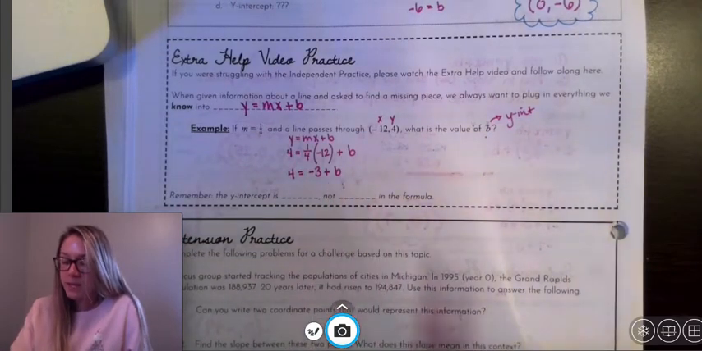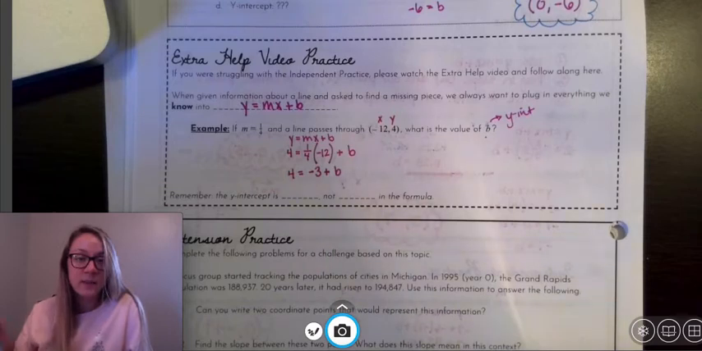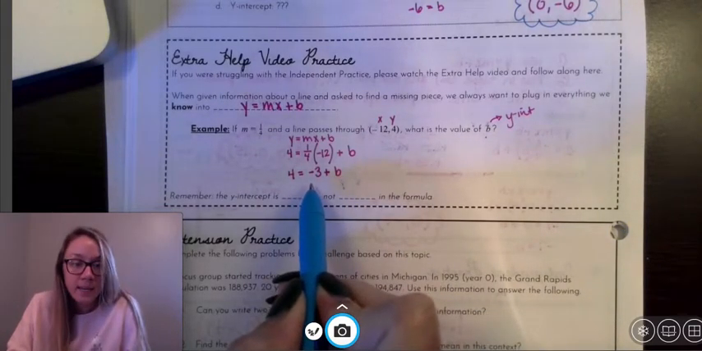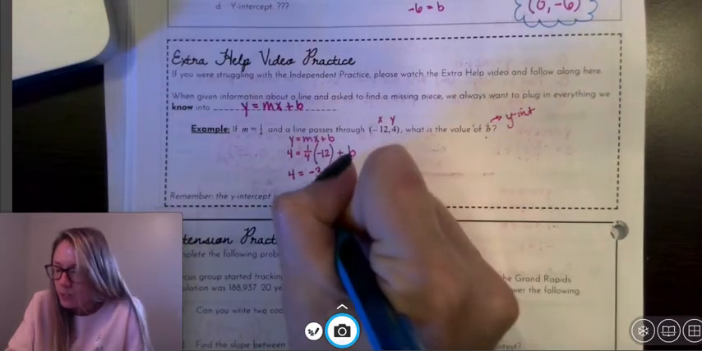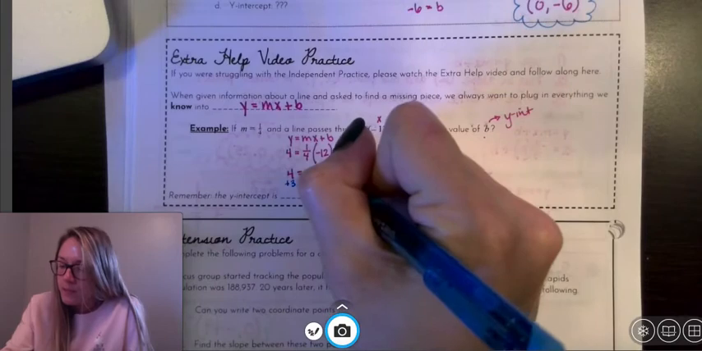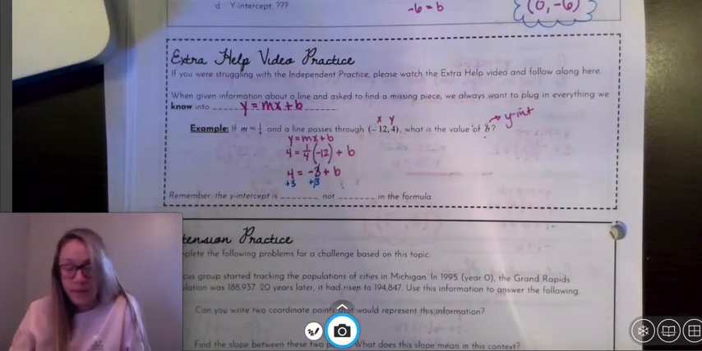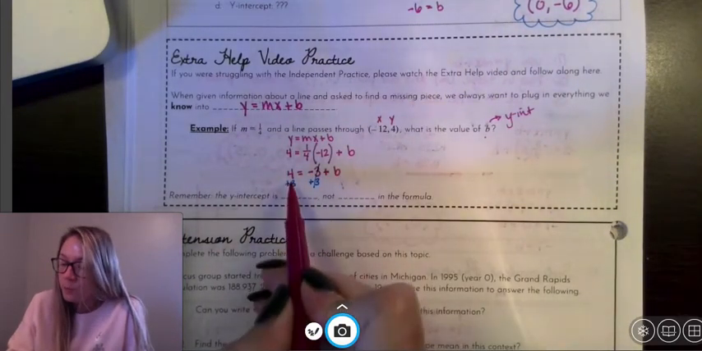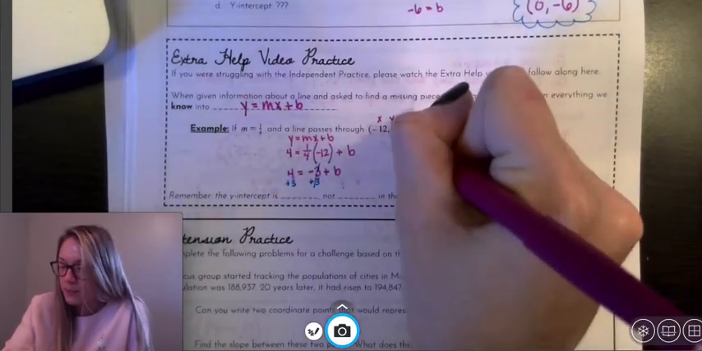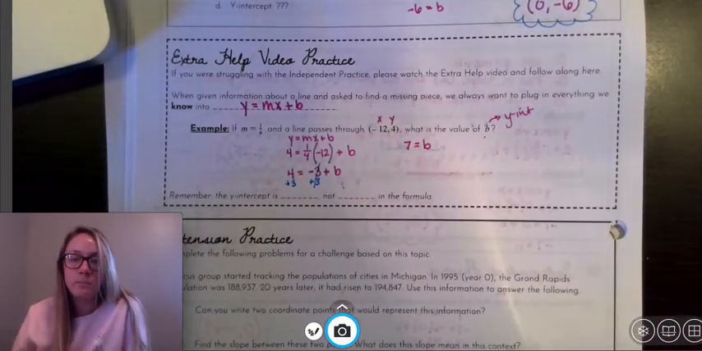To solve for b, I have to get it by itself, so I want to move the -3 to the other side. And because it's negative, I have to do the opposite. So I'm going to add 3 here and add 3 here. These will end up canceling out, so b is by itself. And 4 plus 3 is 7. So I ran out of room, so 7 equals b.